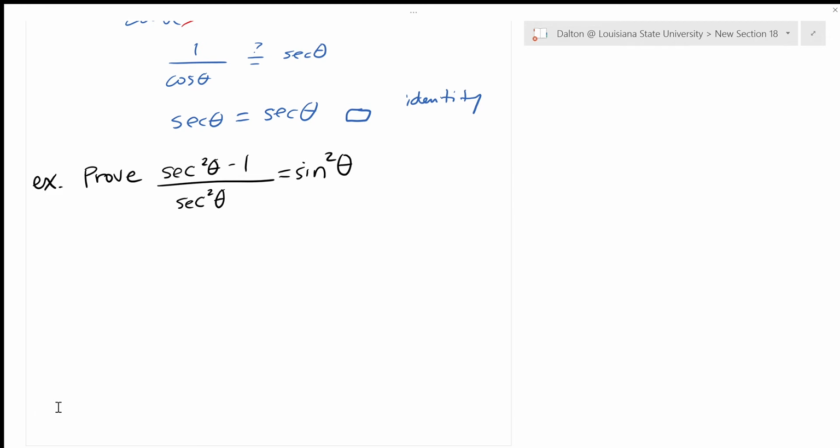Okay, so here's your next one. Prove secant squared theta minus 1 over secant squared theta equals sine squared theta. So this one has a few different things that you could do. Does anyone want to take a stab at something? Negative 1 over secant squared theta.